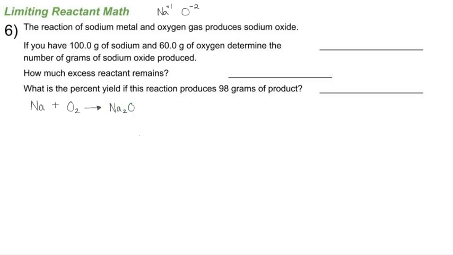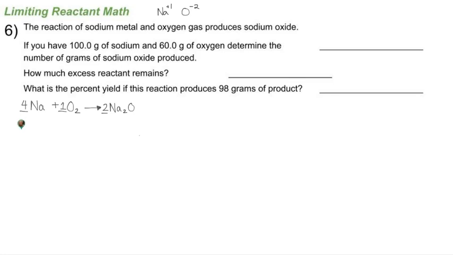Now I just need to balance this reaction here. Na2O and oxygen. First I'll balance the oxygen out by putting a 2 in front of Na2O. Then I can put a 4 in front of Na to balance out the sodium, and I'll just fill in a 1 here. Now that I have a balanced chemical equation, we can calculate the theoretical yield of the reaction by converting 100 grams of sodium to an amount of sodium oxide and 60 grams of oxygen to an amount of sodium oxide.